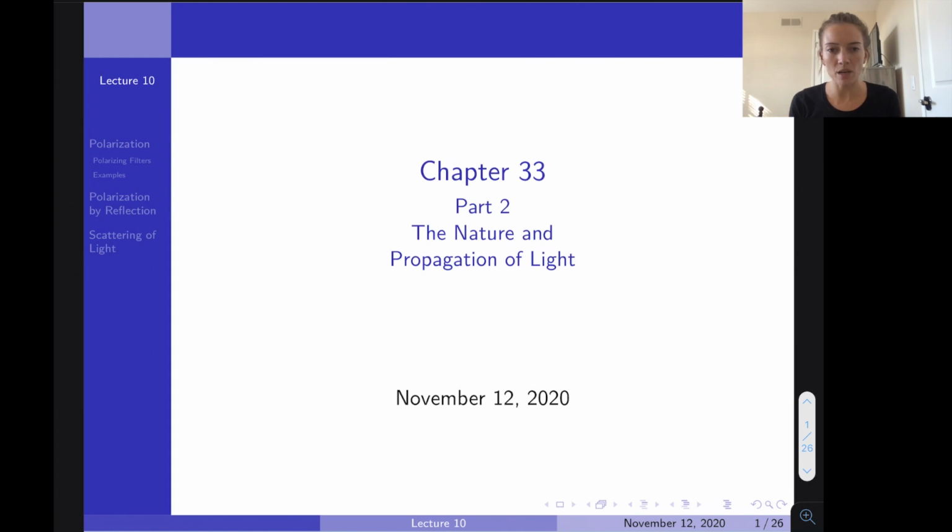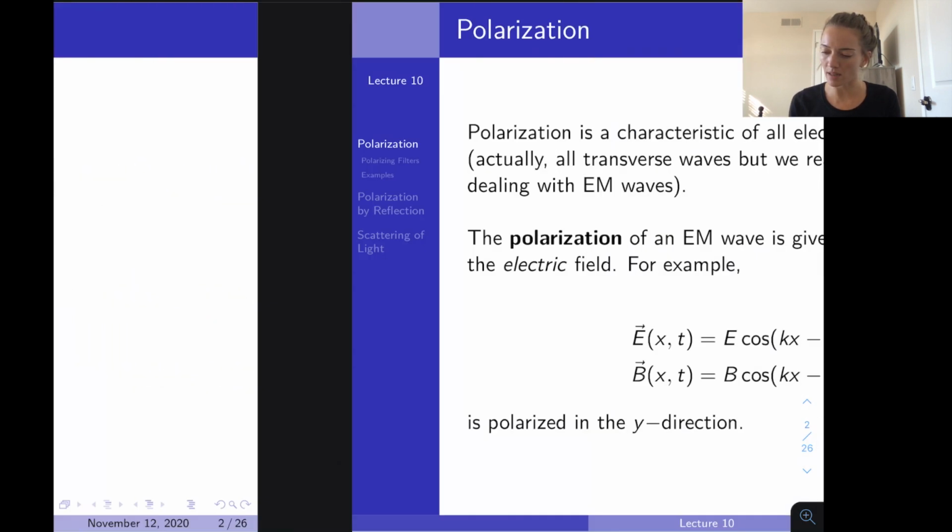Okay, so today we're going to finish up chapter 33. We're mostly going to spend the time looking at polarization and polarizing filters, and then just a little bit of scattering. But polarization is the main point here in today's lectures.